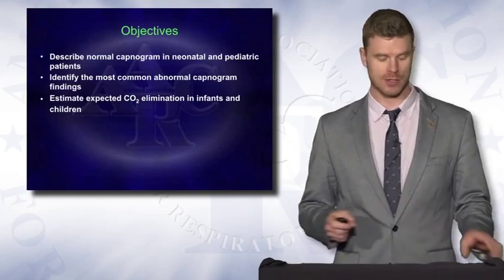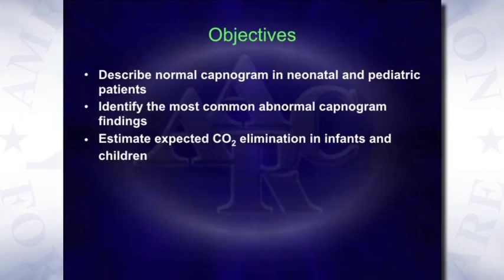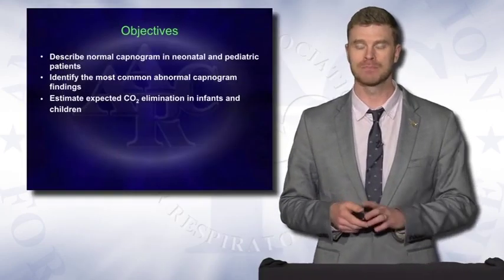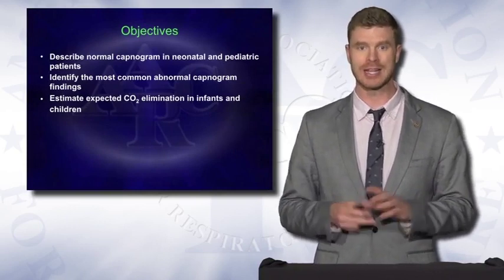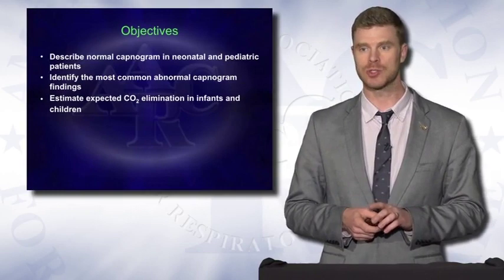So our specific objectives today are to, number one, discuss the normal capnogram in both the neonate and pediatric patient. We're going to compare and contrast some differences in the normal patient. Number two, we're going to identify probably the most common abnormal capnograms. I've kind of cherry-picked several that I think are the most important and tell you some different pathophysiologic things about your patients. And next, I'm going to expect you to be able to estimate an expected CO2 elimination value in neonatal and pediatric patients.